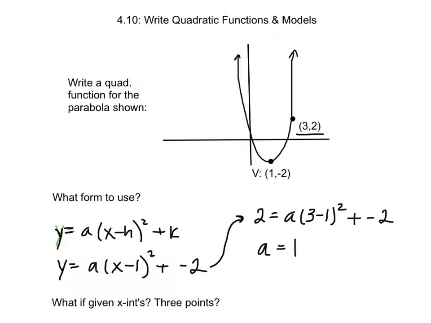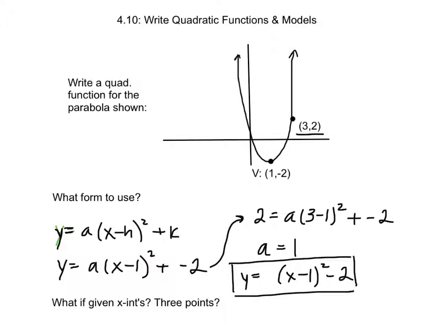So a equals 1. So when we rewrite our equation, we have y equals, and we'll leave nothing in front because the 1 we don't need to write. So we have (x minus 1) squared minus 2. And this is our function for the parabola shown.